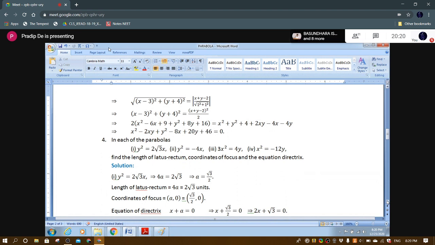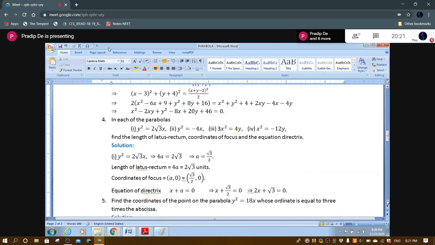Equation of directrix. X equal to 1. X equal to 1. Very good. Okay. So part 2 is done.